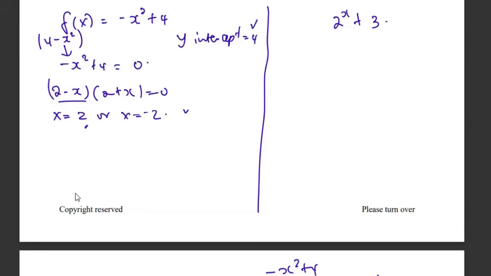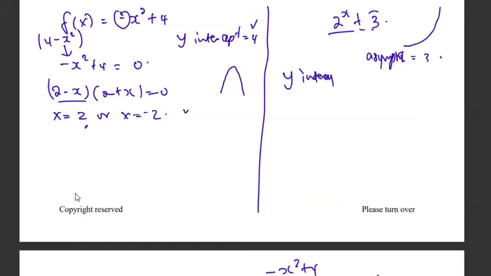Now, all I know is that the a is negative, meaning that this graph is going to be a frown. Then with this exponential, since the 2 is greater than 1, the graph is going to be increasing. But this 3 is the asymptote. Okay, the asymptote is 3. And then what else do we know? We need to find the y-intercept. For the y-intercept, we said x must be 0. So 2 to the 0 plus 3. Anything to the exponent of 0 will always be 1. Then 1 plus 3, we get 4. So I have what I need as well.